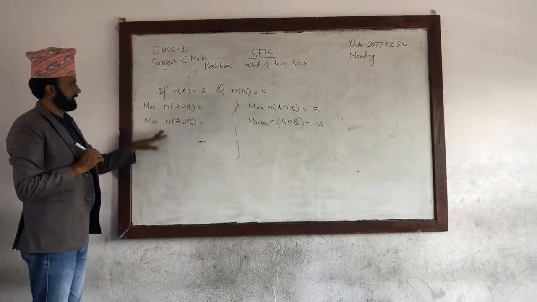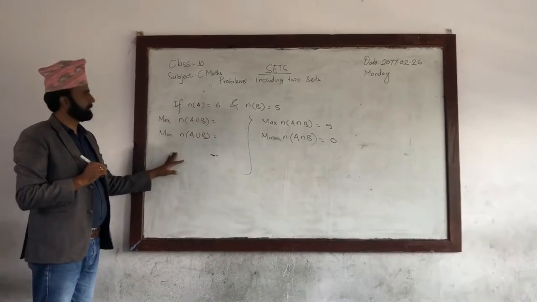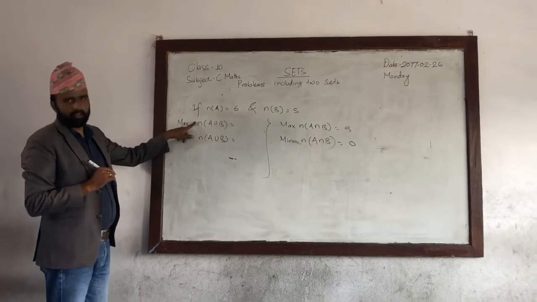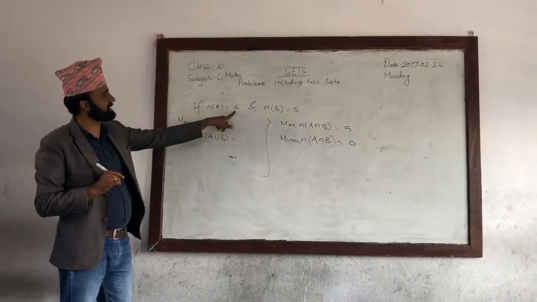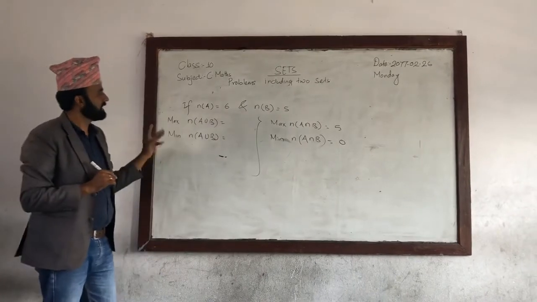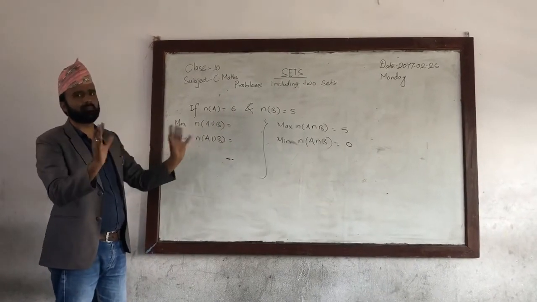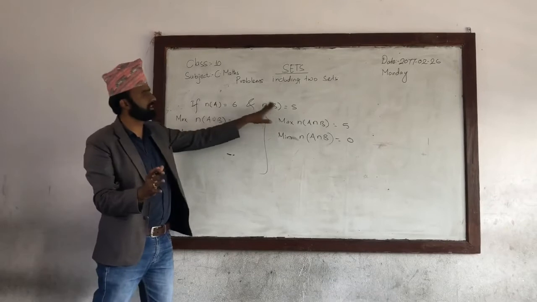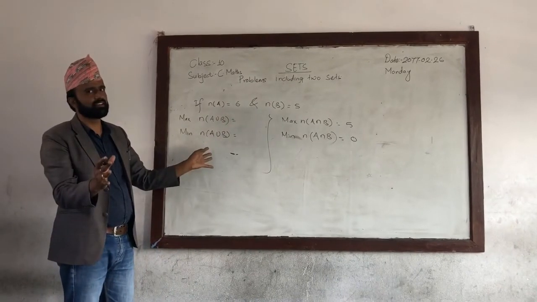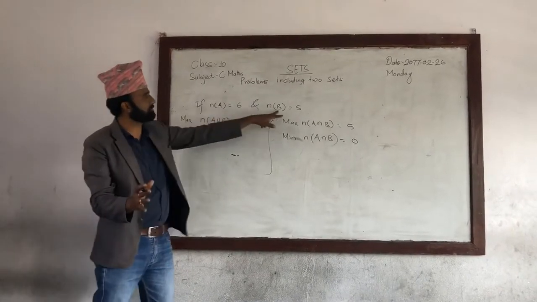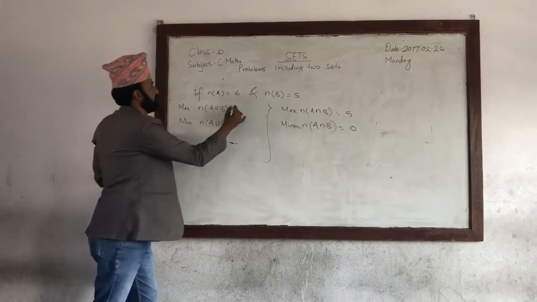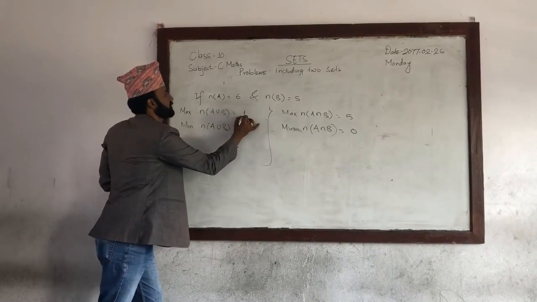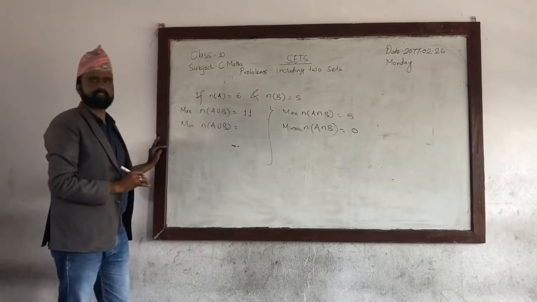Now for A union B, let me start from here. A contains 6 and B contains 5 elements. If there are no common elements, if these two are disjoint sets, n of A plus n of B is equal to n of A union B. That is, the maximum A union B is equal to 11.